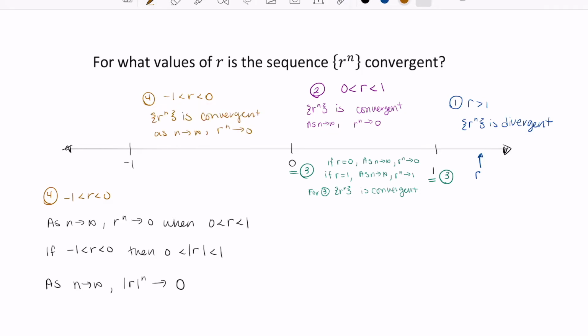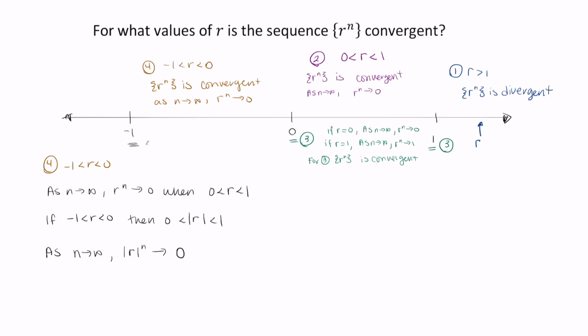Now let's look at r is equal to -1. Let's call this case 5. So r is equal to -1. Then our sequence is actually -1 to the nth power. And what happens in that case? This is actually the same sequence we saw in our warm-up video, so you can find it in Canvas or the first video of this playlist.